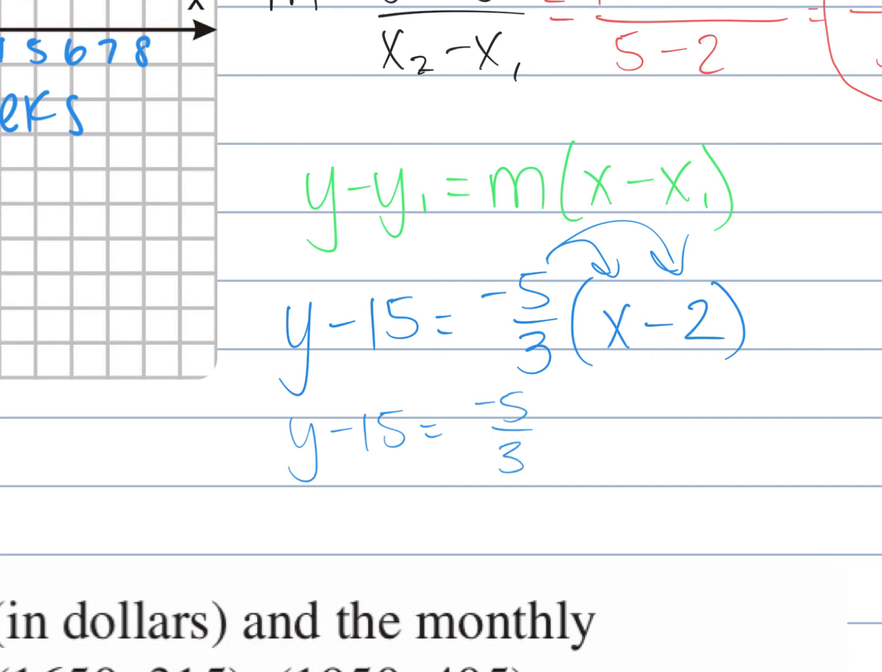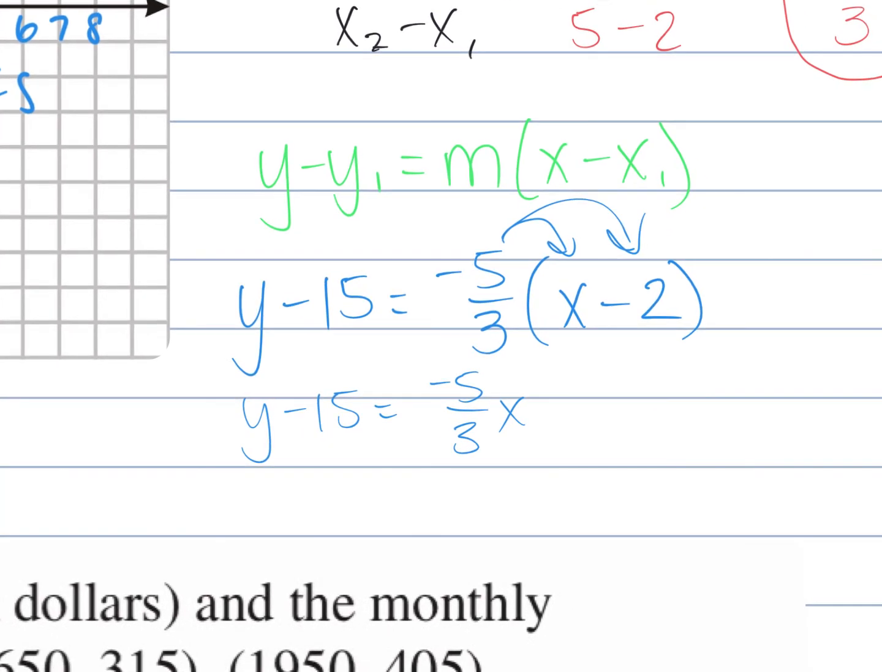I get y minus 15 equals negative 5 over 3x. I love how good we're getting at this, okay? What's that second one going to be, though? Positive 10 over 3.